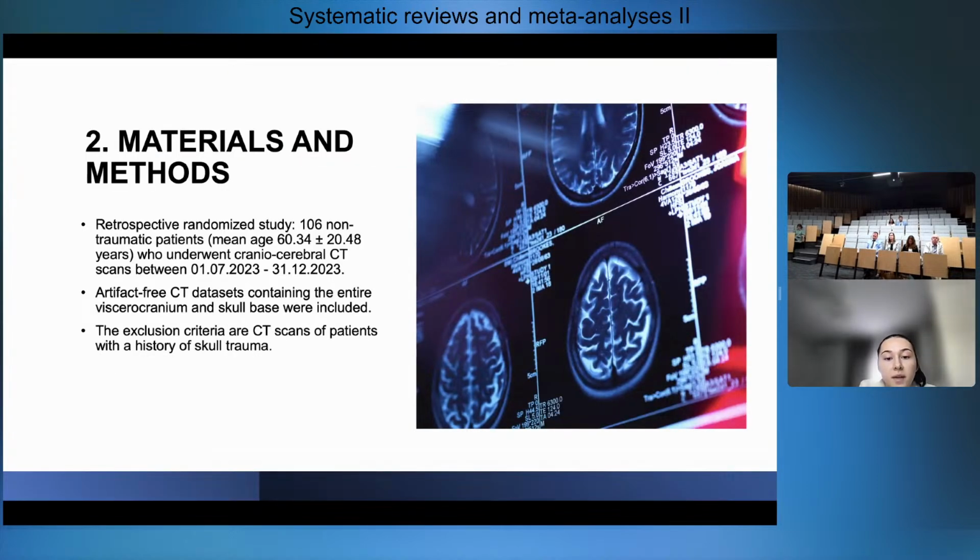We conducted a retrospective randomized study involving 106 non-traumatic patients with ages between 20 and 60 who underwent craniocerebral CT scans between 1st of July 2023 and 31st of December 2023 in the Iași Clinical Rehabilitation Hospital. Artifact-free CT datasets containing the entire viscerocranium and skull base were included, while the exclusion criteria were CT scans of patients with a history of skull trauma.